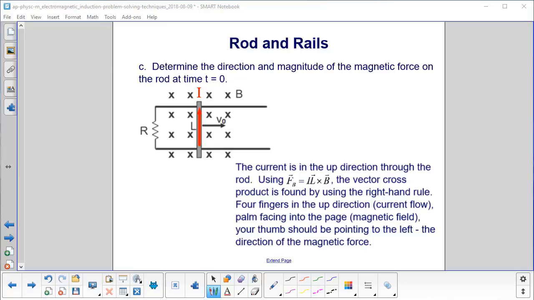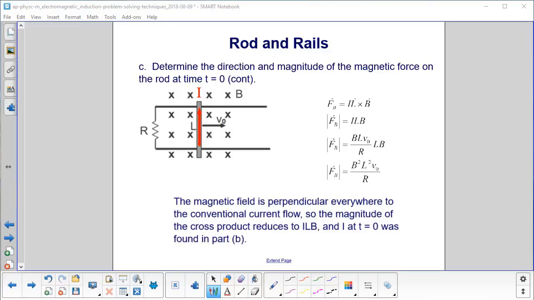Find the direction and magnitude of the magnetic force on the rod at t equals 0. Well, we said the current was flowing counterclockwise, so through the rod, it's in the up direction as shown here. So you use magnetic force, I L cross B, and you can use the right-hand rule there. So you put your four fingers in the direction of the current, face your palm, using your right hand, into the page because that's the applied magnetic field, and your thumb should be pointing to the left. So that tells you that the magnetic force is to the left. It's resisting the push.